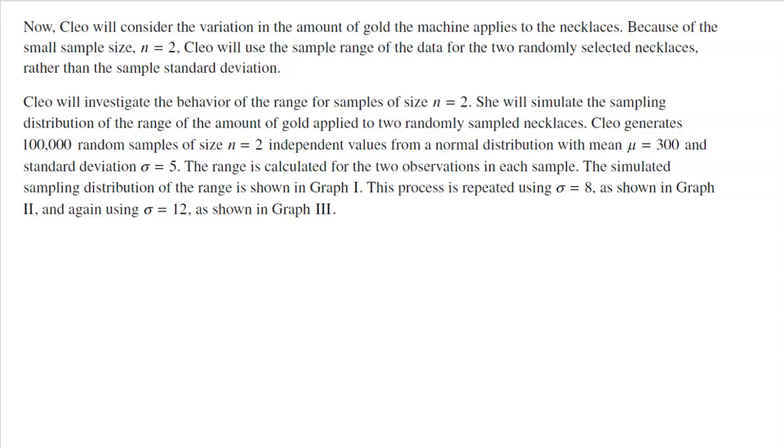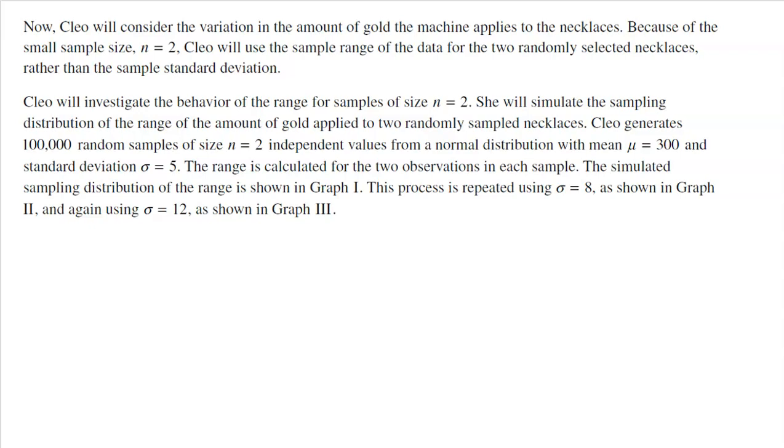Now Cleo will consider the variation in the amount of gold that the machine applies to necklaces. Everything we've just done so far dealt with the mean of the amount of gold. Now she wants to dive into the variation of the amount of gold. Because of the sample size being 2, Cleo will use the sample range of the data for the 2 randomly selected necklaces rather than the sample standard deviation.